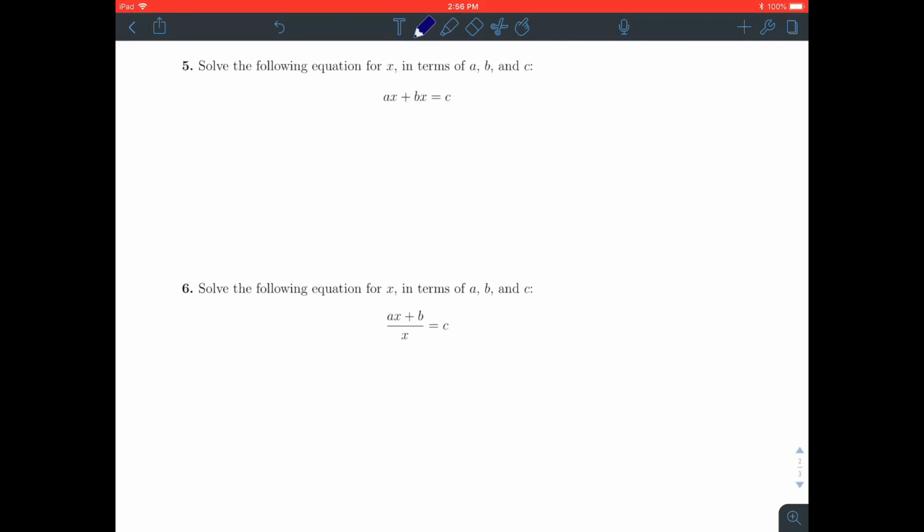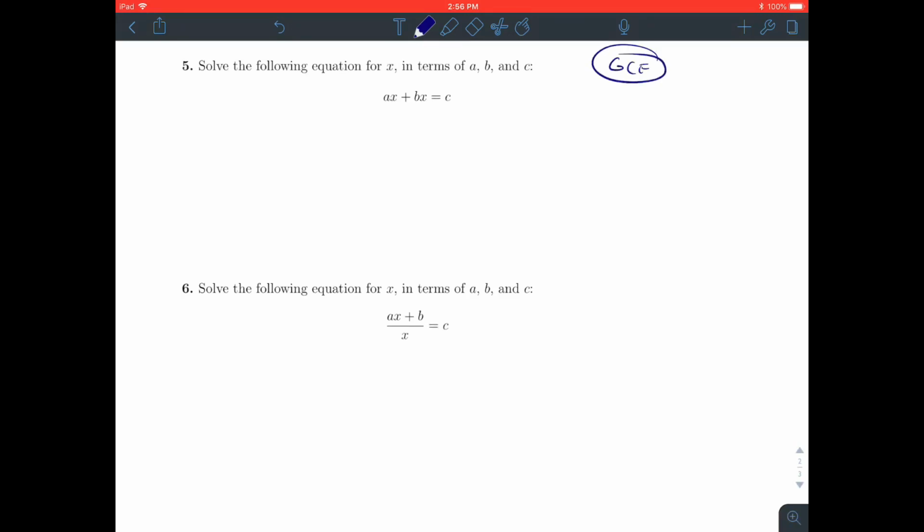All right, solve the following equation for x in terms of a, b, and c. So this is like that crazy stumper problem that we had in class, right? And the reason why this is so challenging to solve for x is that we have 2 separate x's. And so we're not going to be able to isolate it unless we can find a way to get a single x. Luckily, now we know the GCF factoring method.